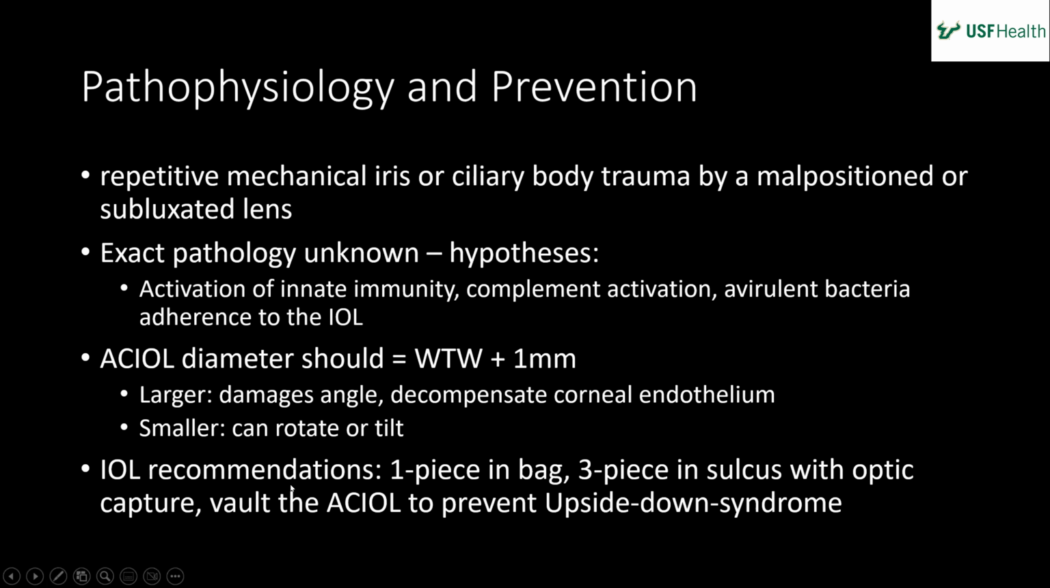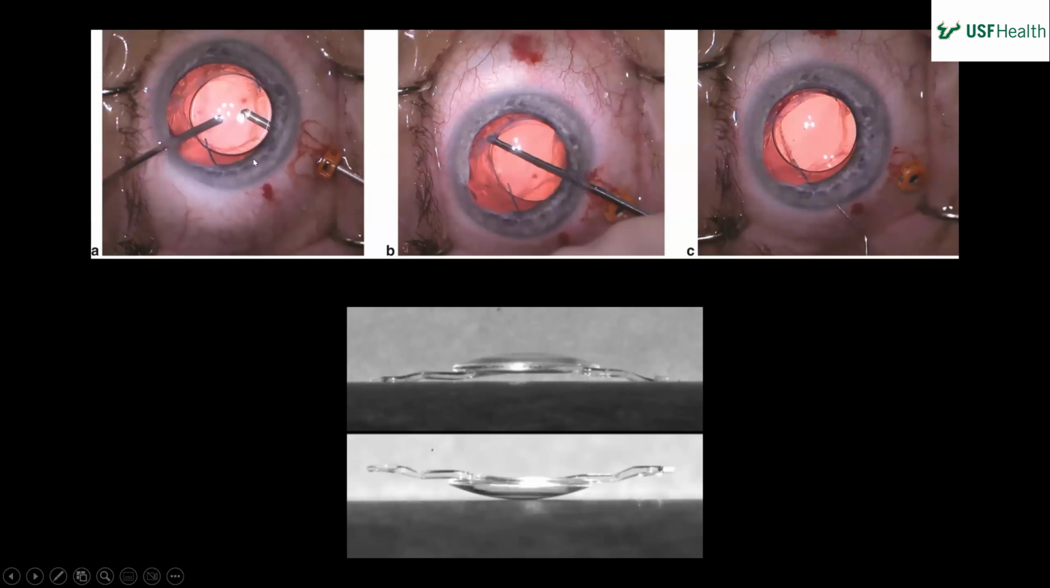So the IOL recommendations are one piece in the bag, three pieces in the sulcus with optic capture, and vaulting the ACIOL to prevent upside down syndrome. So what is optic capture and upside down syndrome? I'll show you a picture.